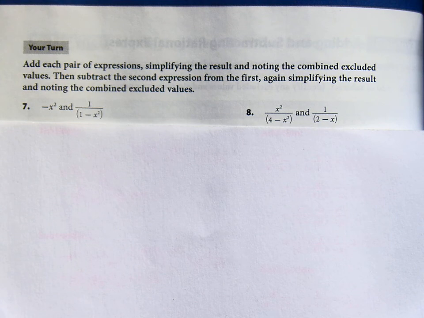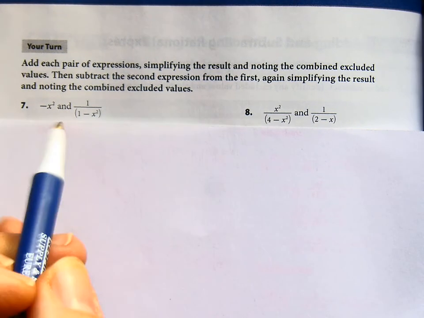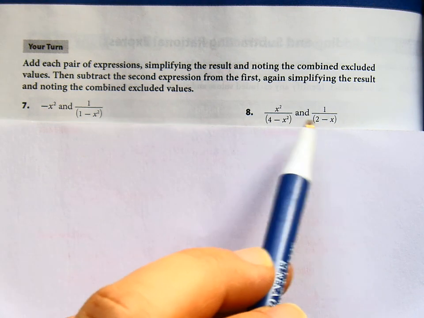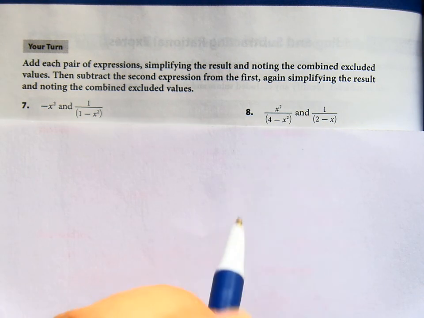Add each pair of expressions, simplify the results, and note the combined excluded values, then subtract the second expression from the first. Again, simplify the result and note the combined excluded values. So first look at these, okay? Simplify them as needed. Note any excluded values, and then you're going to basically turn this into a subtraction sign and subtract them. So same thing over here, and then turn that into a subtraction sign and subtract them.